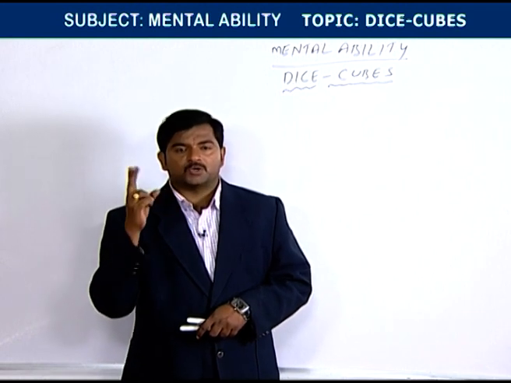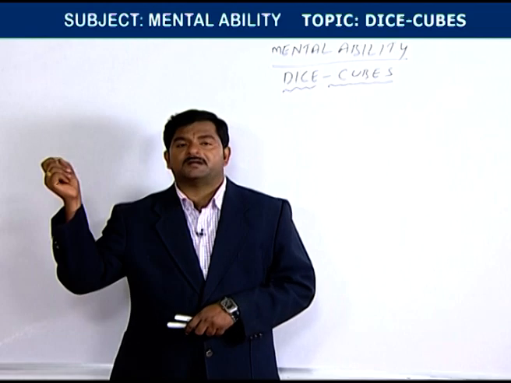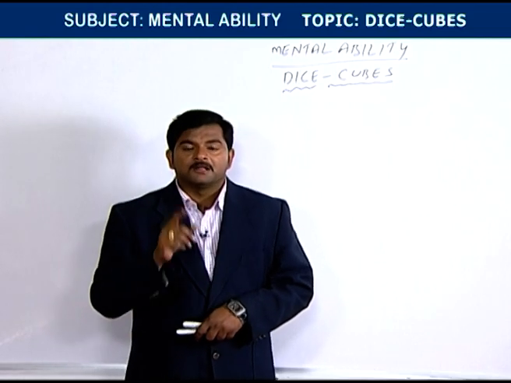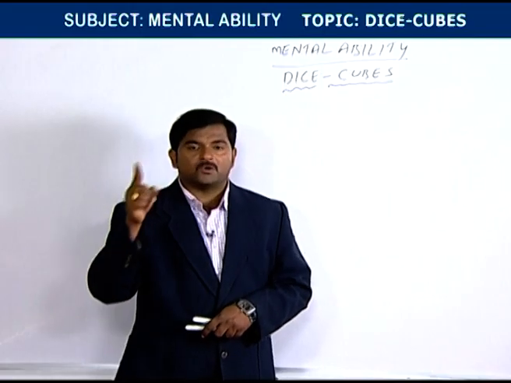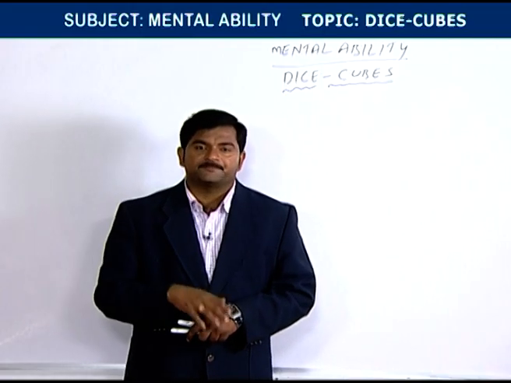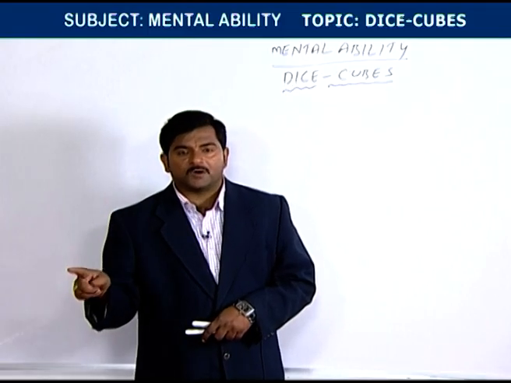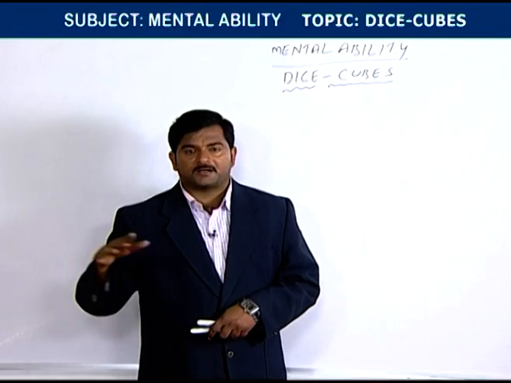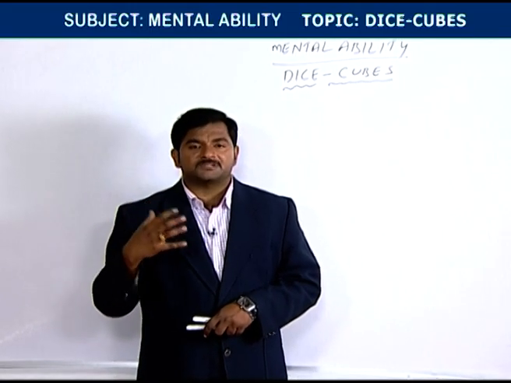1 die rolled 2 times or 2 dice rolled 1 time, we can treat it as the same event. Or 1 die rolled 3 times or 3 dice rolled 1 time, same event. Or 1 die rolled 4 times or 4 dice rolled 1 time, treated as the same event, and so on. So keep this concept in mind.